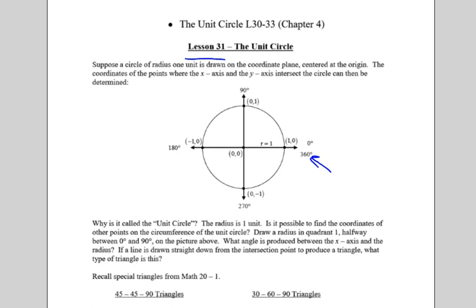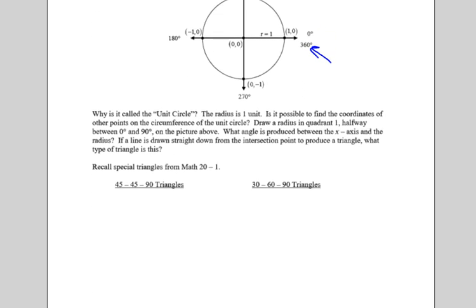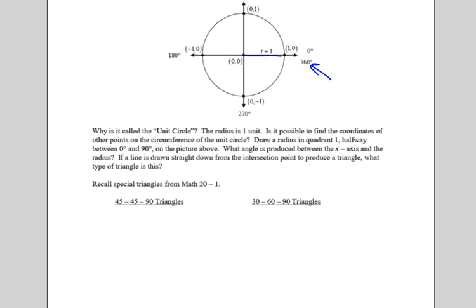So, why is it called the unit circle? Well, it's because it's 1 unit. We made r equal to 1 unit.